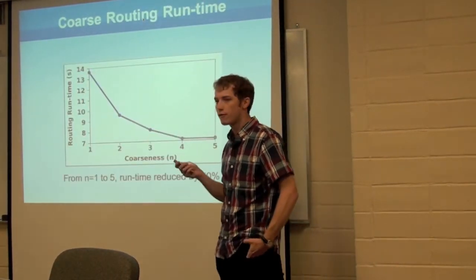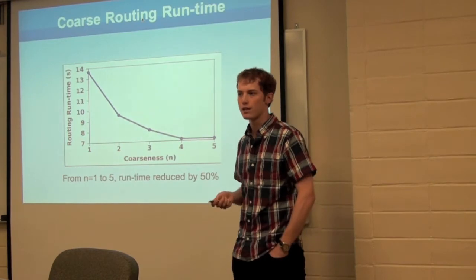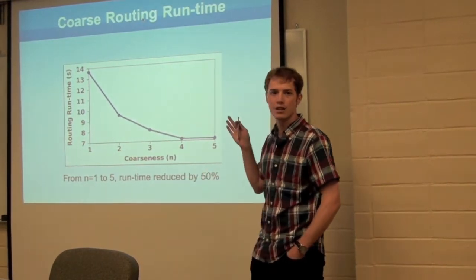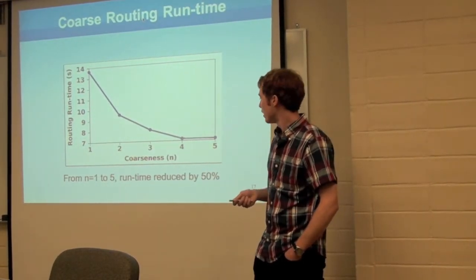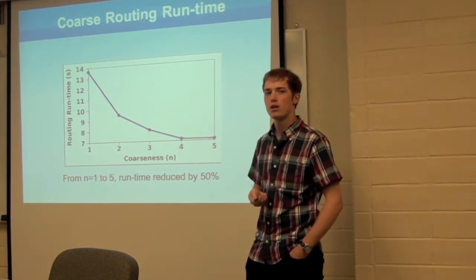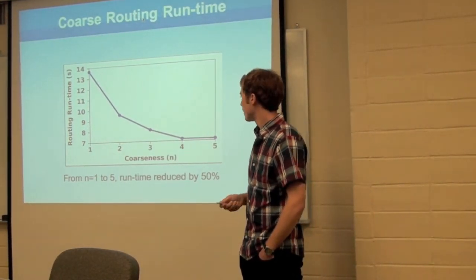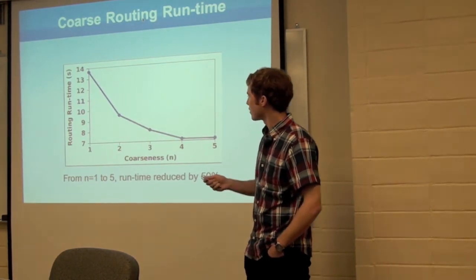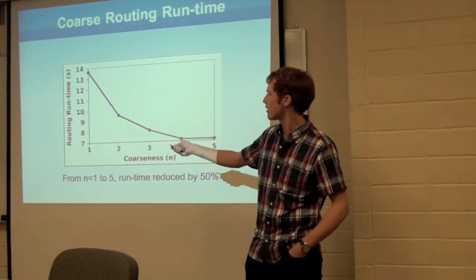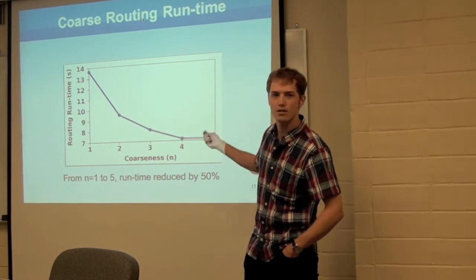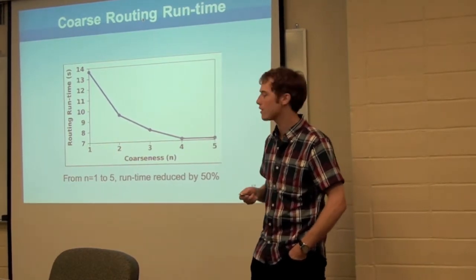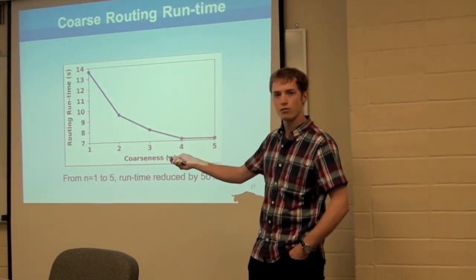Okay, so before I get further, again talking about the embedding, this is the potential benefit to routing runtime. This shows the runtime of just the Pathfinder step, not including the embedding step. On the y-axis is routing runtime. You can see it starts at 7 seconds, not 0 seconds. And then coarseness goes from 1 to 5.